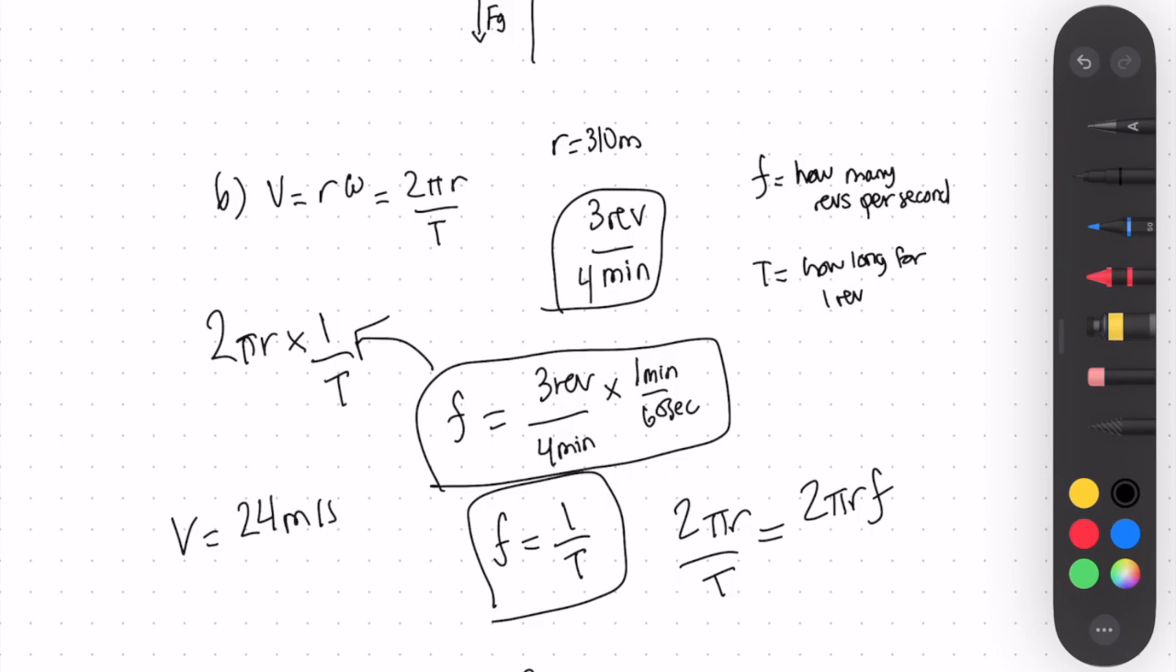What is flipped? What are you referring to as being flipped? 310 should be at the bottom, 24 at the top. Let's see here. So we have your 2 pi r over t. Your r is your radius, that's 310. So 2 pi times 310, and then multiplied by your frequency. I don't think the 310 should be at the bottom, no.